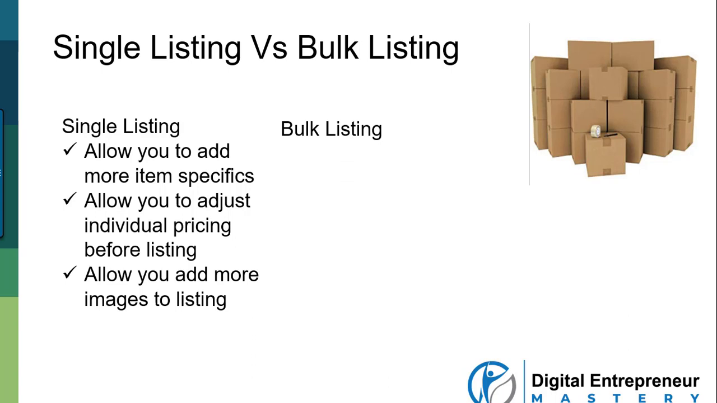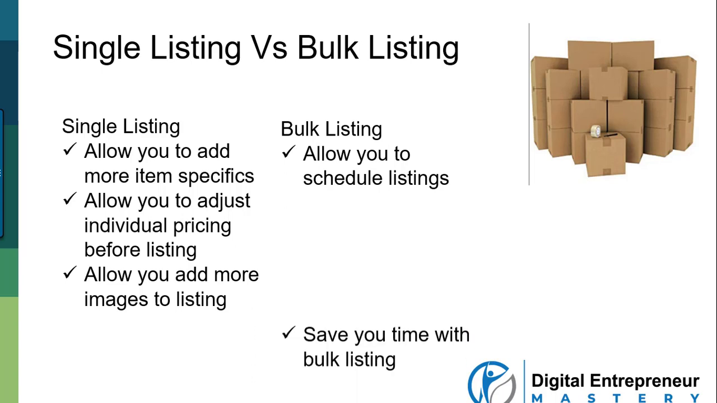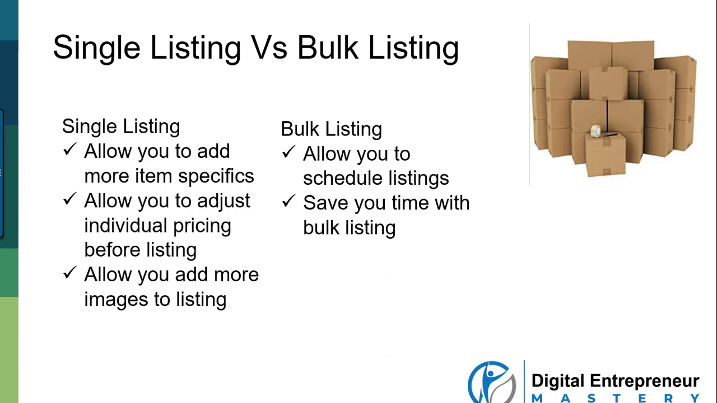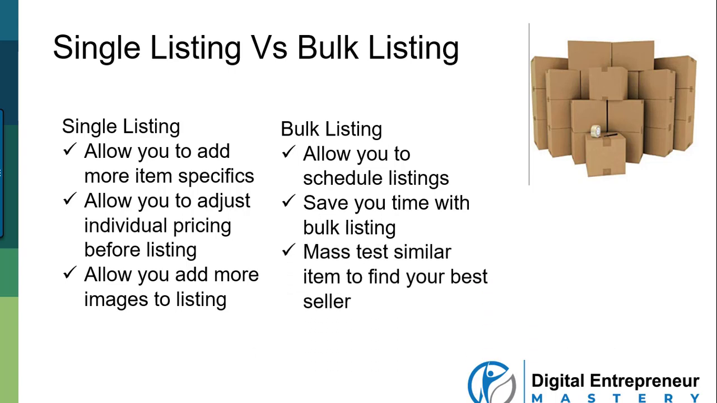Whereas in bulk listing, you can schedule your listing. If you want to publish your listing at a certain time of the day, you can do so using the bulk lister. It also saves you time when doing bulk listing. In a way you could mass test similar products. I'll show you in a while what I mean by mass testing individual product types.